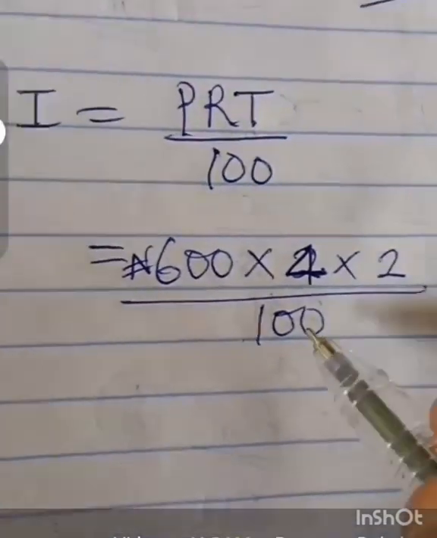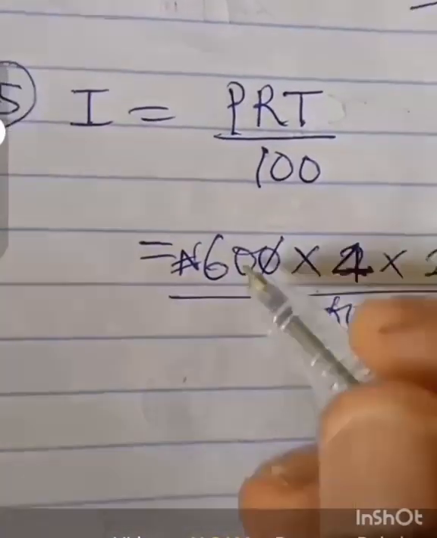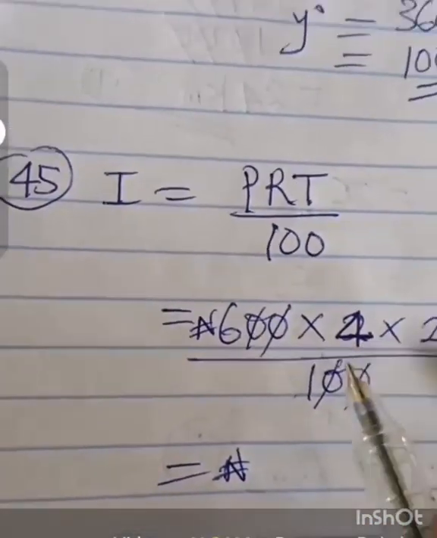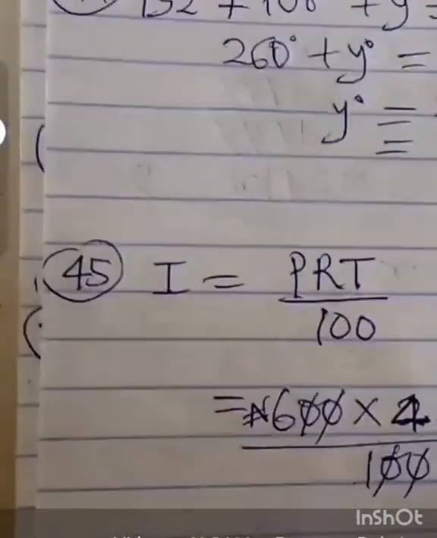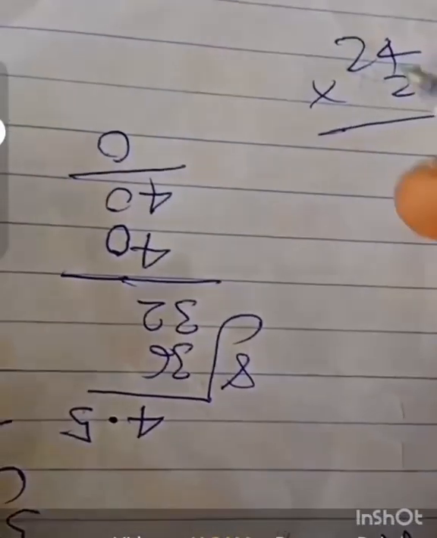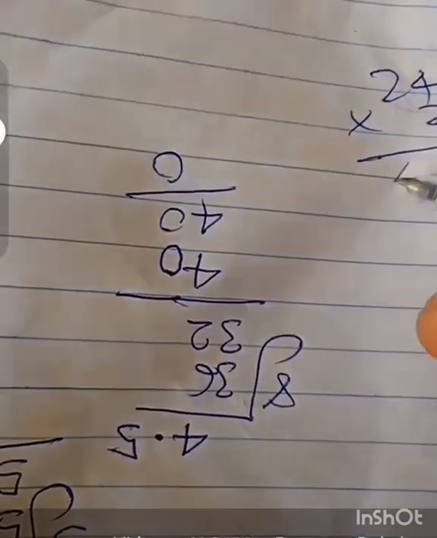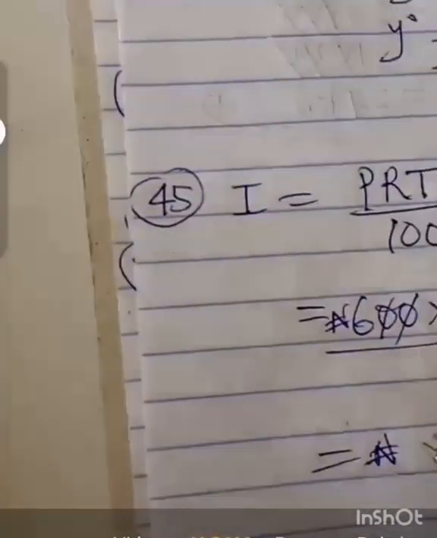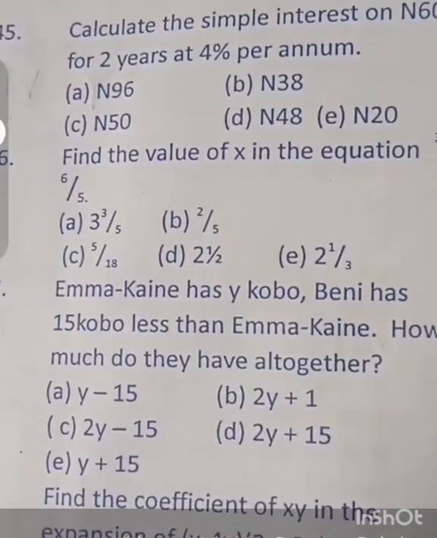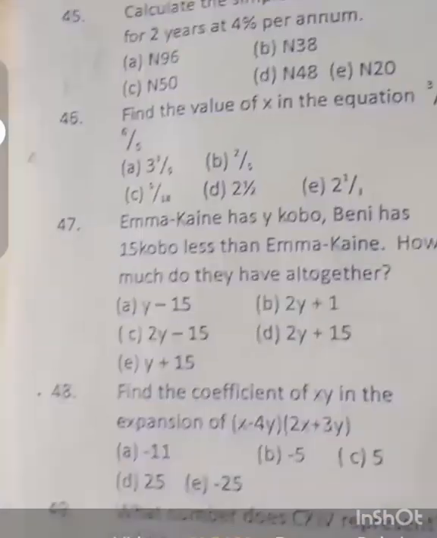Now you can quickly divide this. 0 can cancel 0. So we just multiply what we have up here. 6 times 4, we have 24. So take up your rough. 24 times 2. Remember, you're not going to use a calculator, so you have to make use of the times table. 2 times 4 is 8. 2 times 2 is 4. So our answer is 48. So we have 48 naira. That will be the simple interest, 48 naira. Now if you check, the correct answer there is D. Easy.